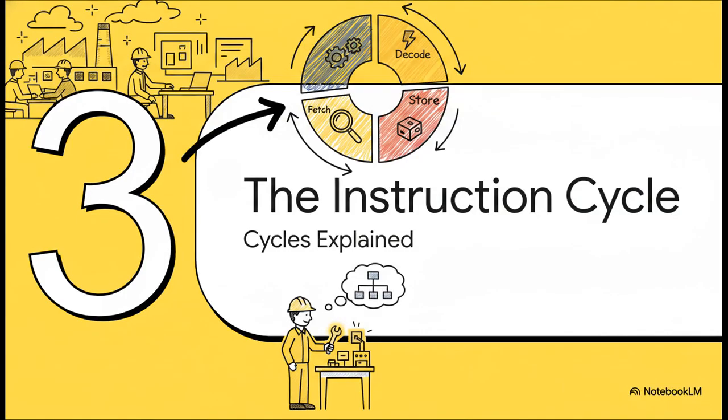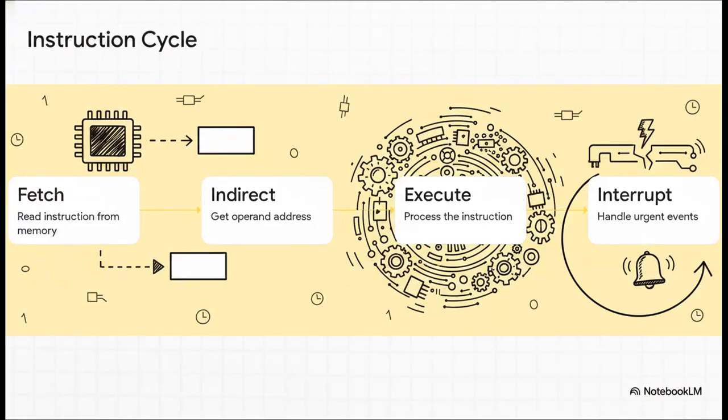Let's move to Section 3, the instruction cycle explained. Now that we know who's on the floor and what workbenches they're using, let's look at a worker's routine. The instruction cycle is broken down into a sequence of steps. It begins with a fetch step to, obviously, get the instruction. Sometimes, the cycle requires an indirect step if the CPU needs to go track down an operand address, basically finding the exact location of the data it needs to work on.